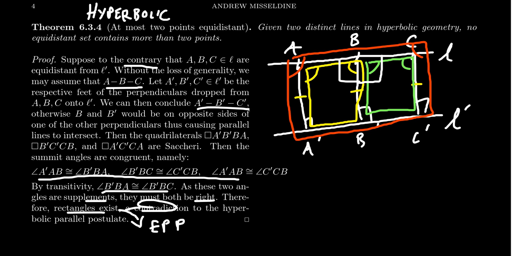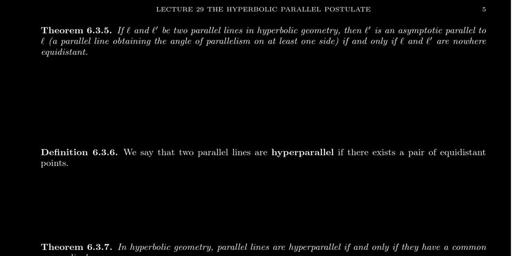So in hyperbolic geometry, there's at most two equidistant points between any two lines. So what does that then tell us here? In hyperbolic geometry, there are now two cases actually for parallel lines. What type of parallel lines have equidistant pairs and which ones don't, right? Because like I said, every set of one point is equidistant automatically. So some parallel lines might have two equidistant points and some might not have any.